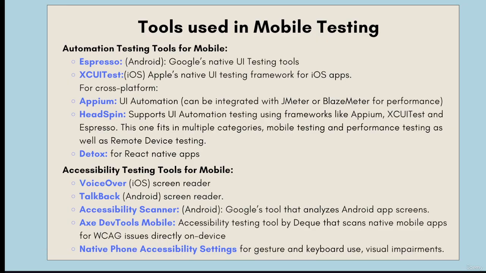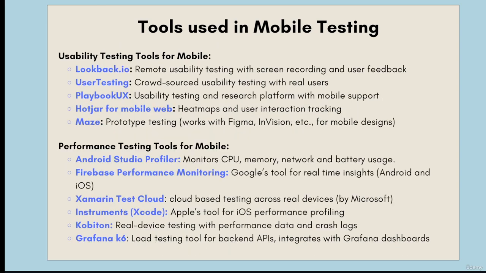So now let's go over the tools that you can use for usability testing. Here we go. Usability testing tools for mobile. We got lookback.io. This is remote usability testing with screen recordings and user feedback. UserTesting. This is crowdsourced usability testing with real users.